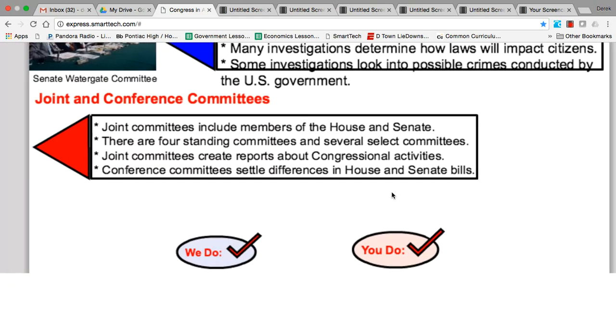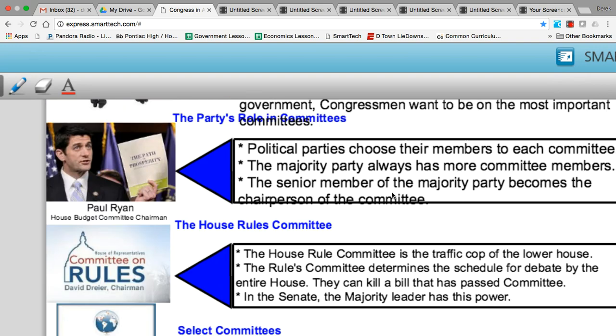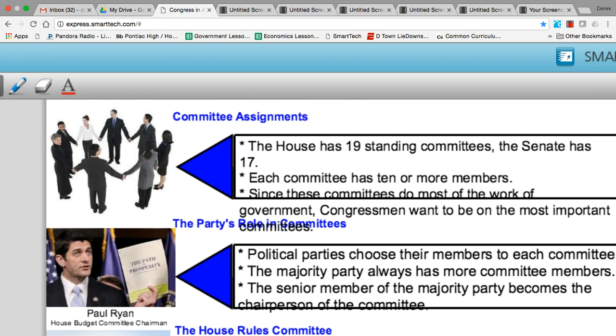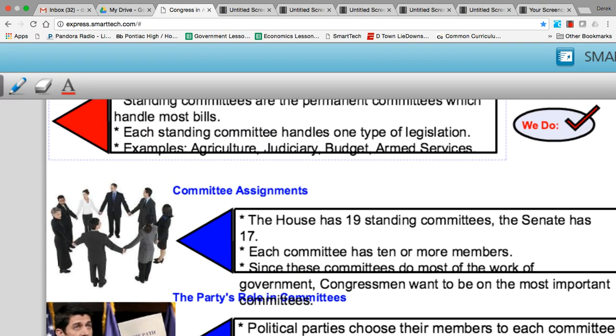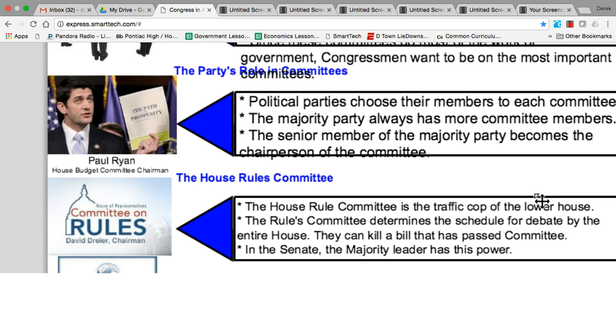All right, so that was all for today's lesson on committees. We have some important ones down here that we need to know about, how we get assigned to committees, the House Rules Committee, don't forget that one as being the most important, select committees, etc., etc.